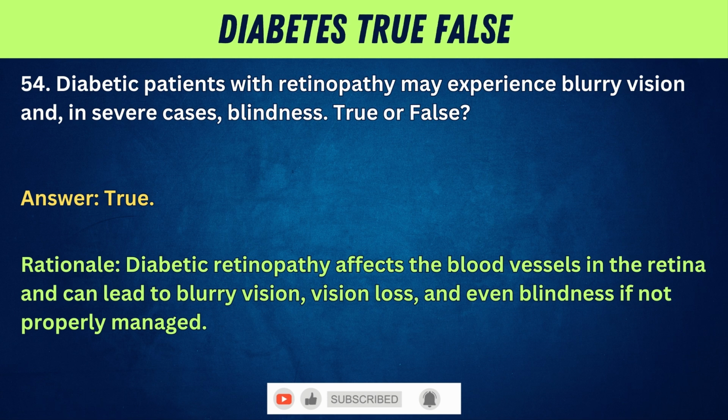54. Diabetic patients with retinopathy may experience blurry vision and, in severe cases, blindness. True or false? Answer: true. Rationale: diabetic retinopathy affects the blood vessels in the retina and can lead to blurry vision, vision loss, and even blindness if not properly managed.